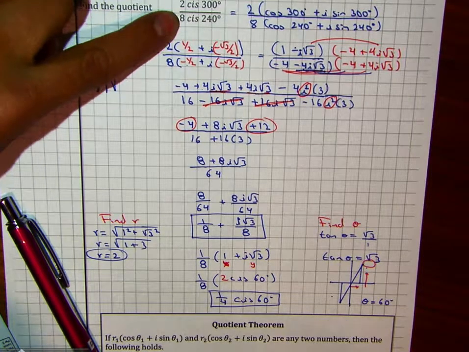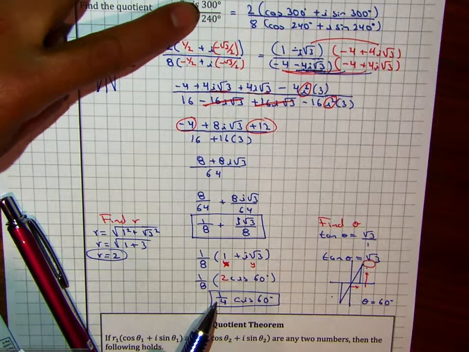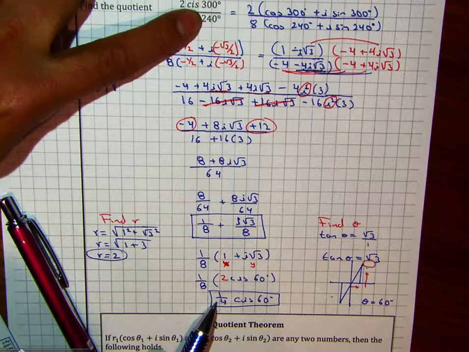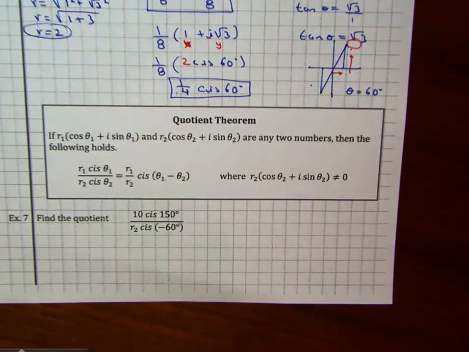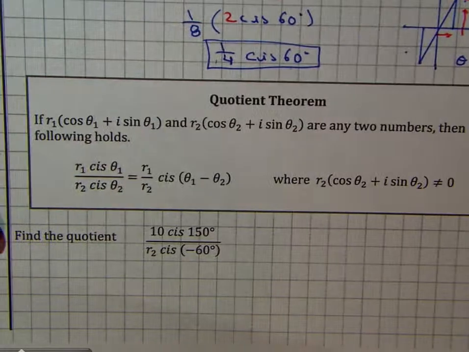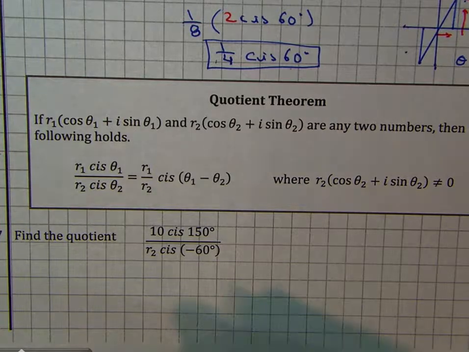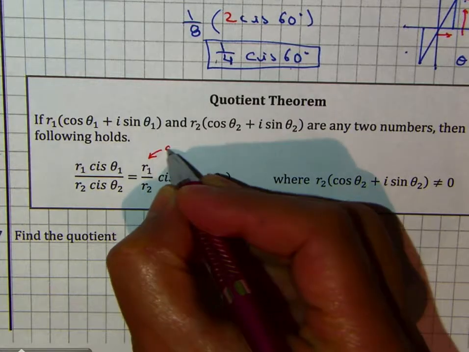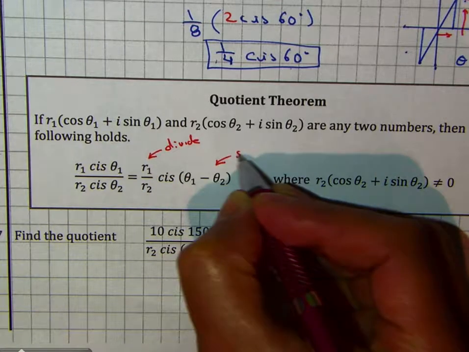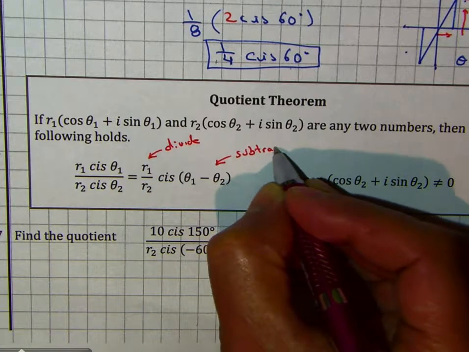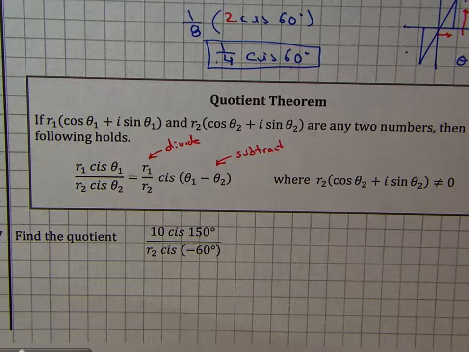2 divided by 8 is 1/4. 300 minus 240 is 60. And that is what the theorem, which is your last example for today, tells me: that I can divide and subtract my angles. And if you guys can fix this, this should be it too.